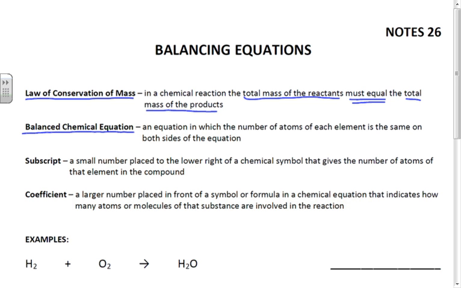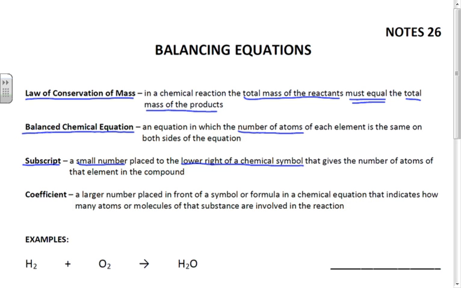And the way that we show that our material is following that law of conservation of mass is by writing a balanced chemical equation. And that's where the number of atoms of each element is the same on both sides. And we've already been using subscripts. Remember, sub means below and script is writing. So the subscript is the small number that's in the lower right hand of a chemical symbol. And that's going to give us the number of atoms of that element within the compound.